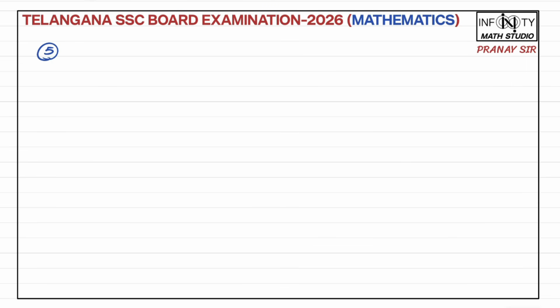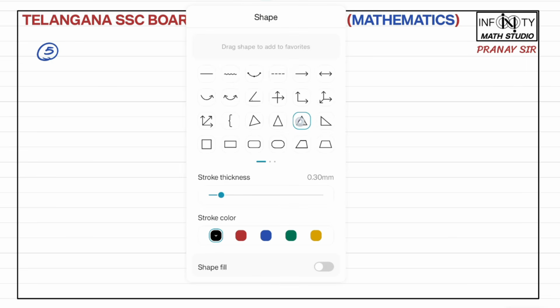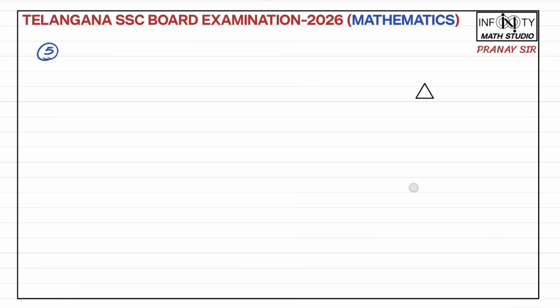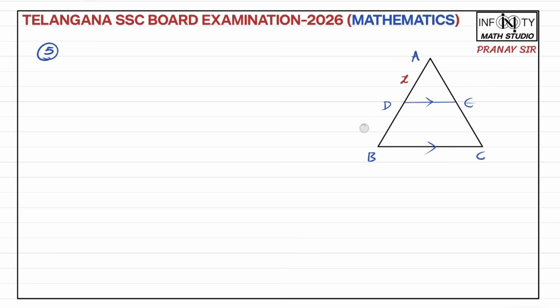Now, fifth question. This is related to the similar triangles chapter and the concept name is the basic proportionality theorem. In the question he gave: in triangle ABC, line DE is parallel to BC, and he gave AD is equal to x, BD is equal to x minus 1, AE is equal to x plus 2, and EC is equal to x. Then we need to find the value of x.